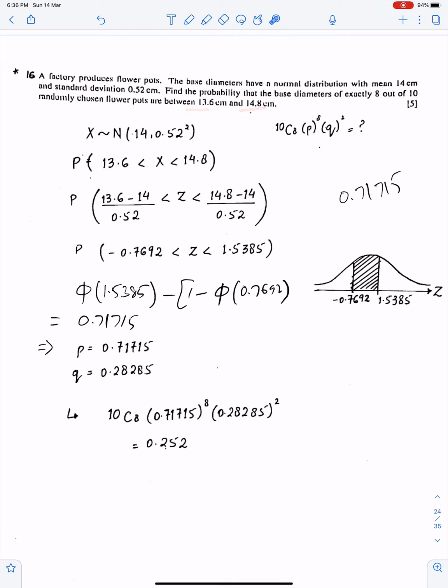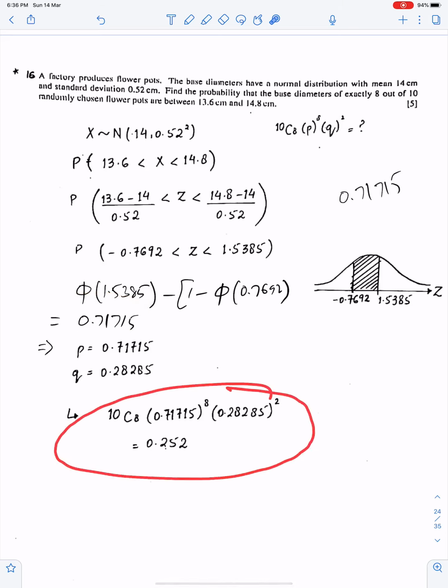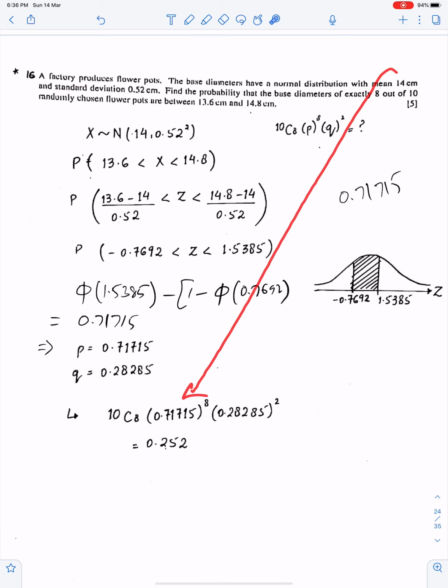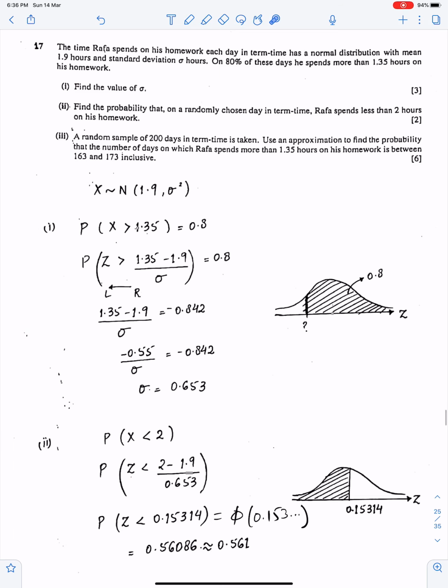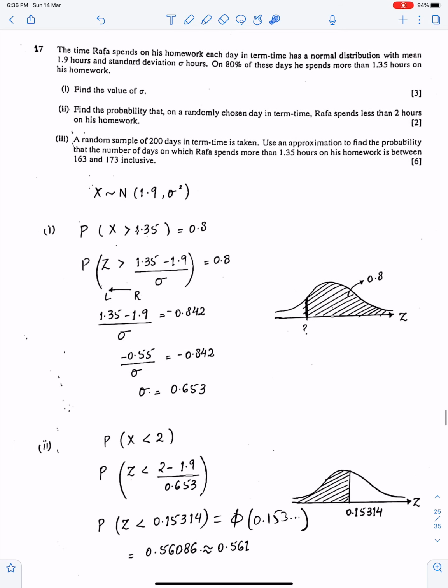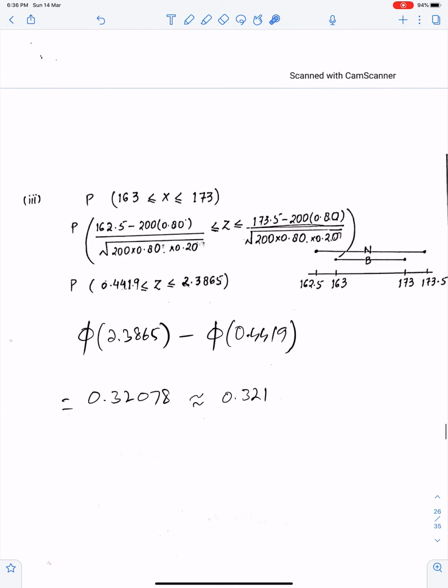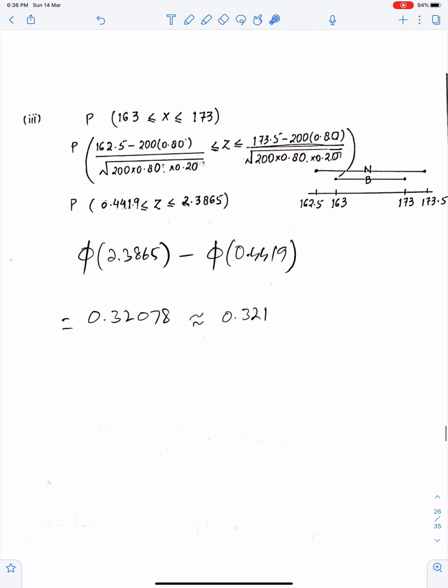So this is normal to binomial. You just need to take out probability of this. So this will become P of binomial. So that's the final answer, 8 out of 10. This question is simple, so I'm leaving this.